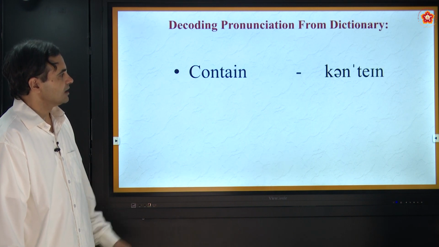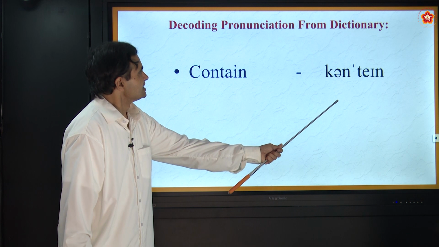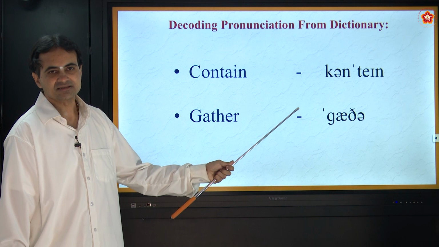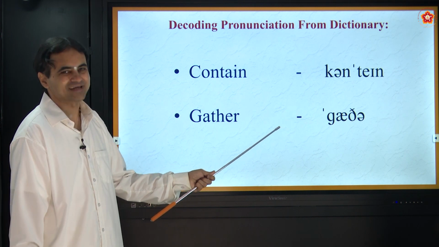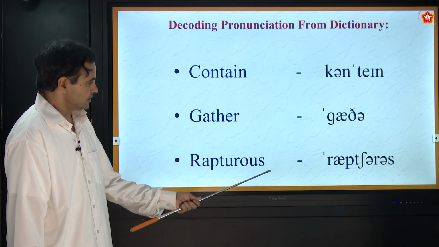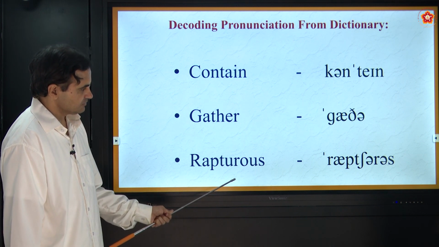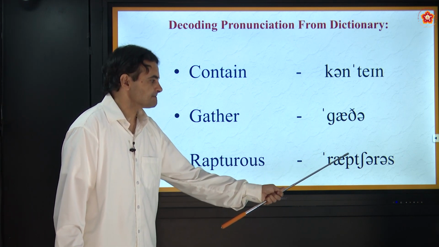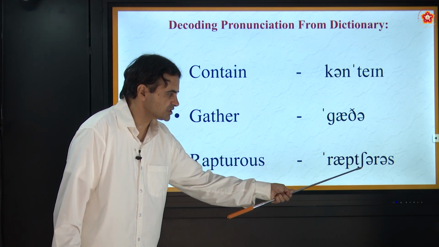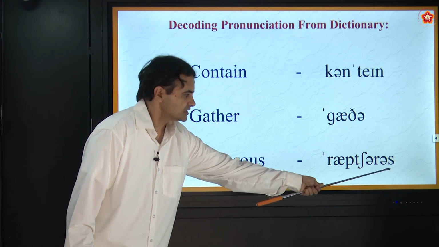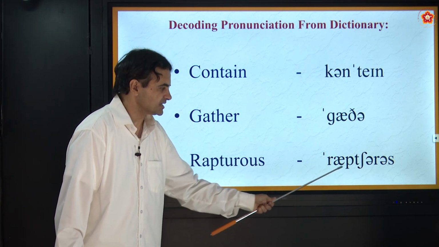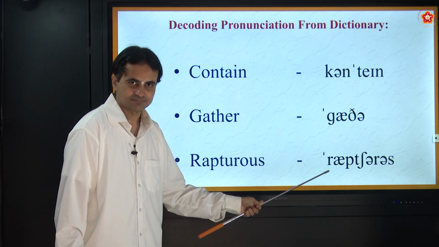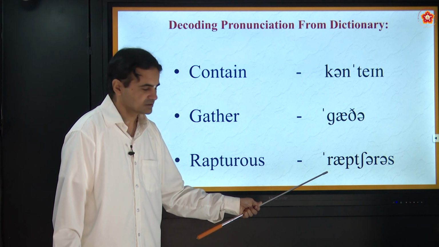Next one, contain, contain. So we are just having a quick recap. There is one more word here that we have not done: ra, ch. We know that this is ch, urus. Here there is an upper stress, therefore the first syllable should be stressed. Rapturous, rapturous.